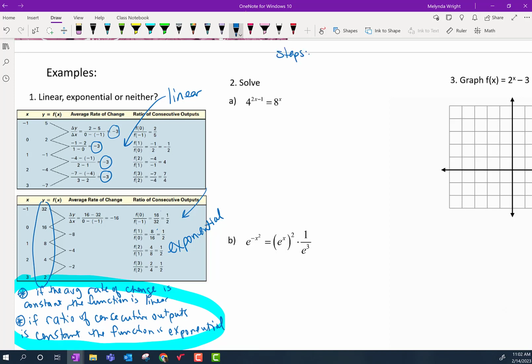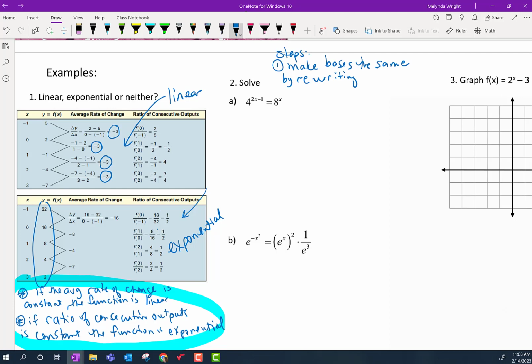Okay, so step number 1, make the bases the same by rewriting. We're not multiplying by anything, ladies. We're not doing anything like that. We're rewriting it.